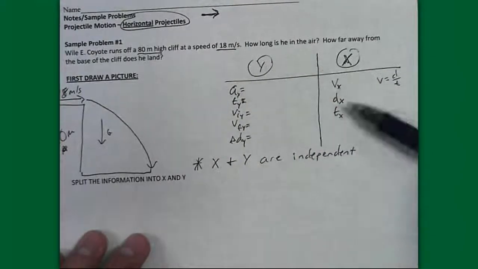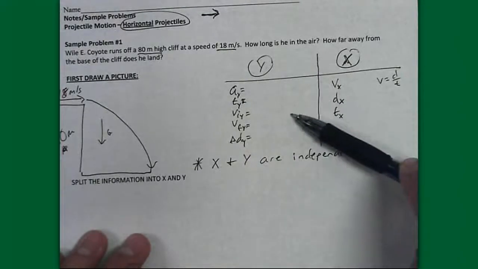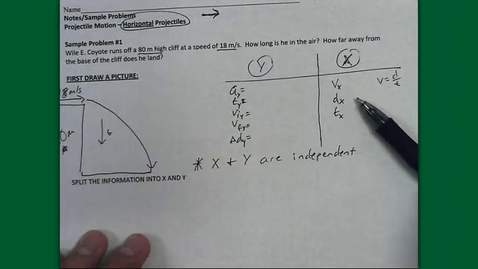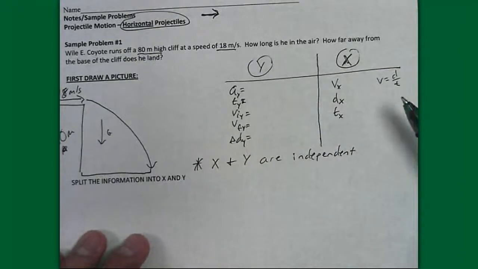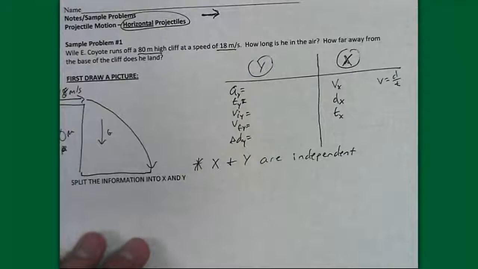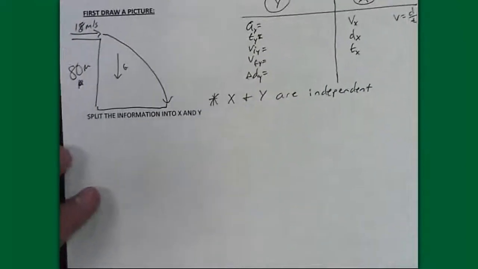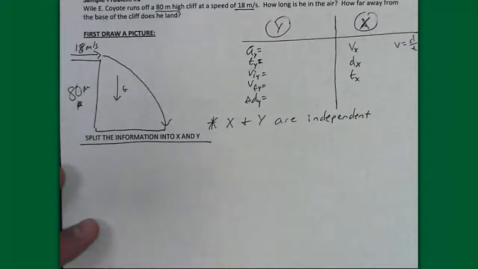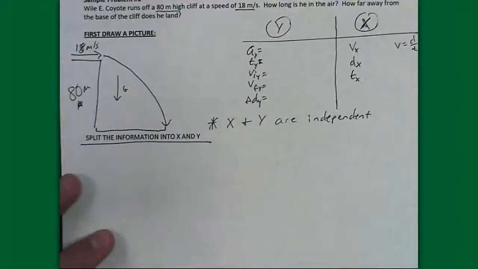That means that this stuff does not cross over to this side, and this stuff does not cross over to this side. This is the 1960s again. We got segregation going on. These guys don't like these guys. We don't cross back and forth. Make sure that the x stuff stays on the x side, y stuff stays on the y side. All right, so to work the problem, first thing we need to do is split the information into x and y because they are independent. They don't like each other.